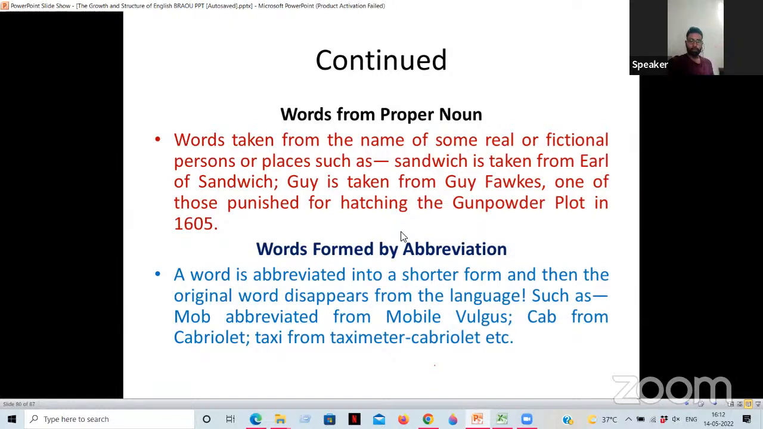Abbreviations: we can also create words from abbreviations. As for example, the example I have mentioned here is mob. That mob has actually been taken from a Latin phrase, mobile vulgus, and the word cab has been taken from cabriolet, taxi from taximeter. So this is how we also form words from abbreviations.